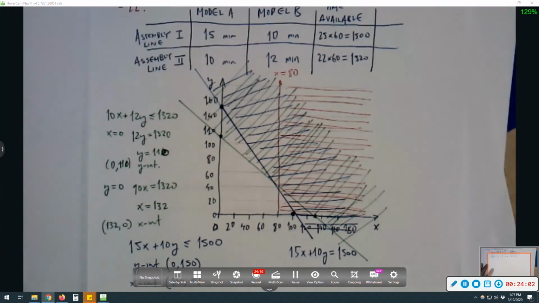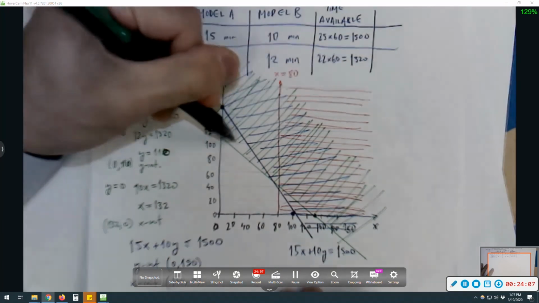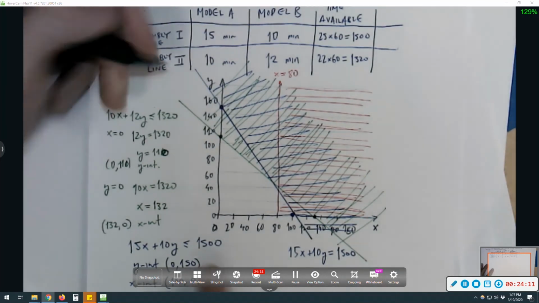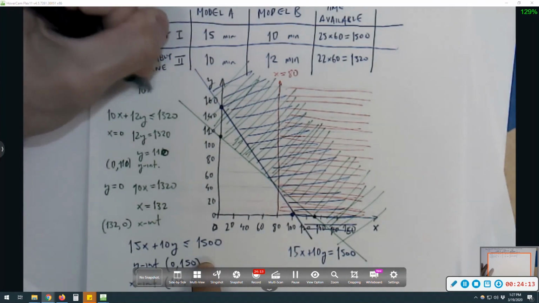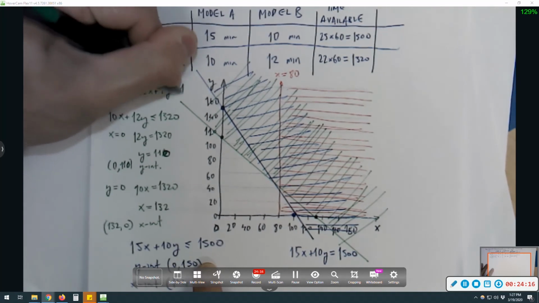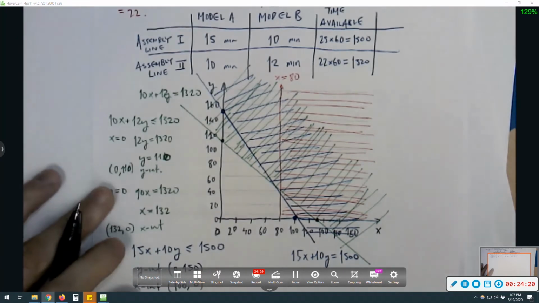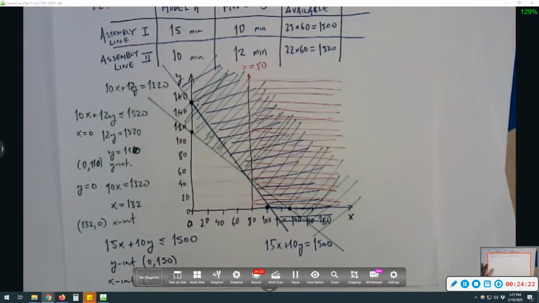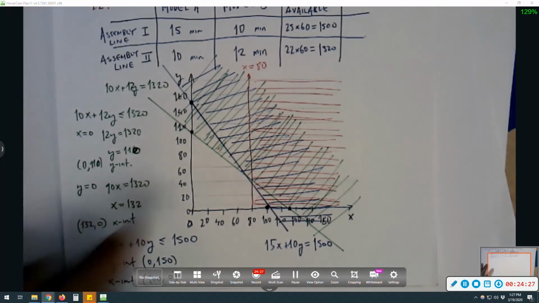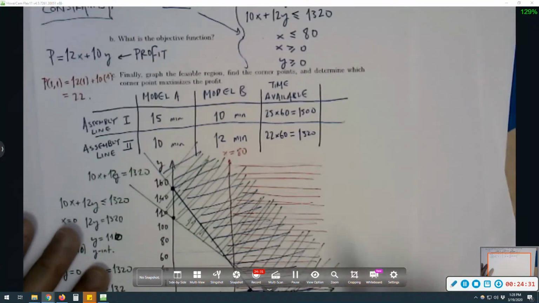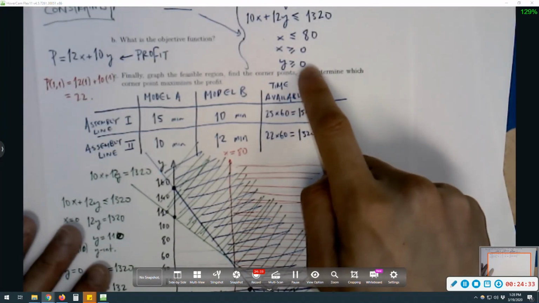Okay, great. So I'm going to take a second and just make sure we shade in the regions nicely. I'm also going to label this green line here. This is 10x plus 12y equals 1320. And so our feasible set now is going to be this region here.